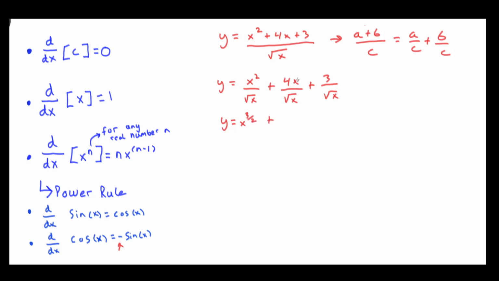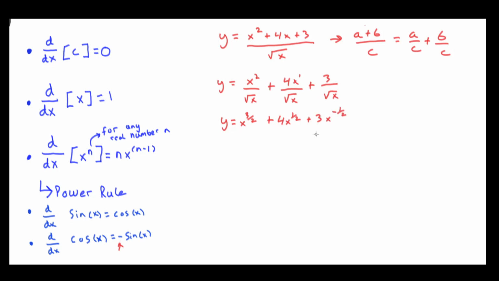plus, and then x to the first power here minus this 1/2 power here. That gets you a positive 1/2. So you have 4x to the 1/2 power. And then since this is the only variable in the denominator, this is just going to be 3x to the negative 1/2.